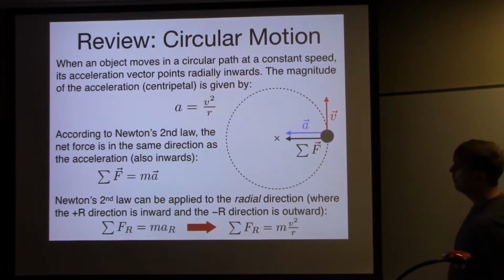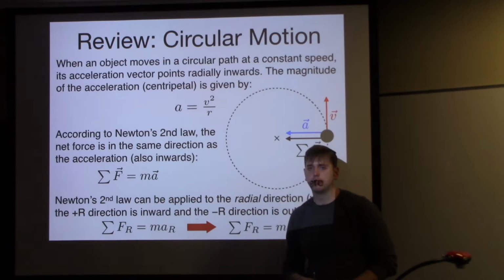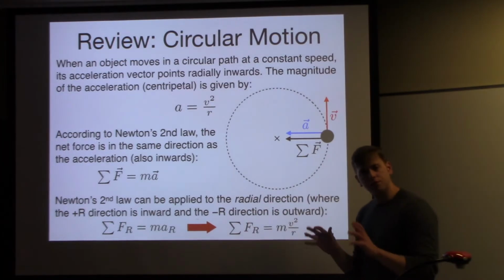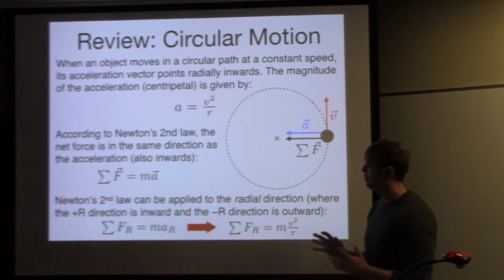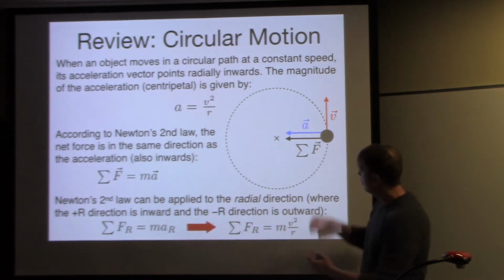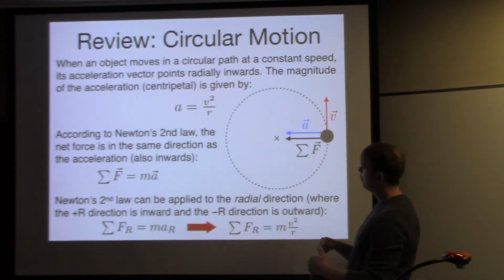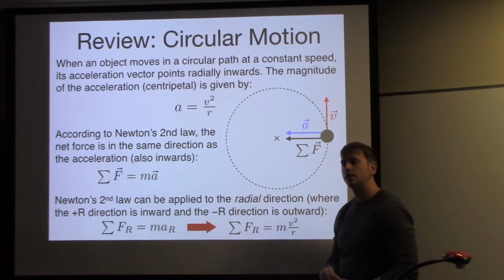Okay, so when we actually apply Newton's second law to the radial direction, or what we call the r direction, we have to actually think about the sign convention. Okay, so the sign convention is this. We're going to consider any force positive if it points inwards, and any force negative if it points outwards, away from the center of the circle.